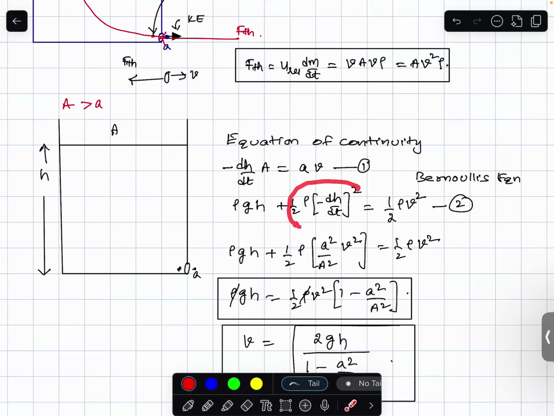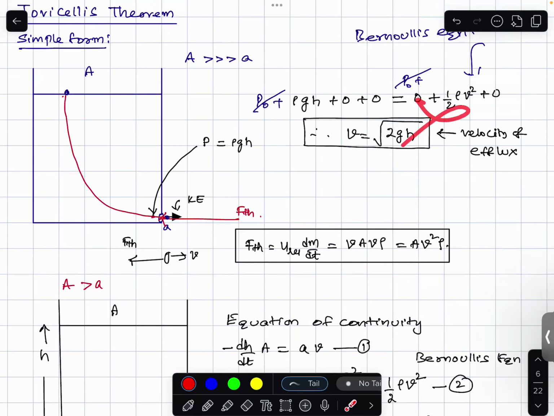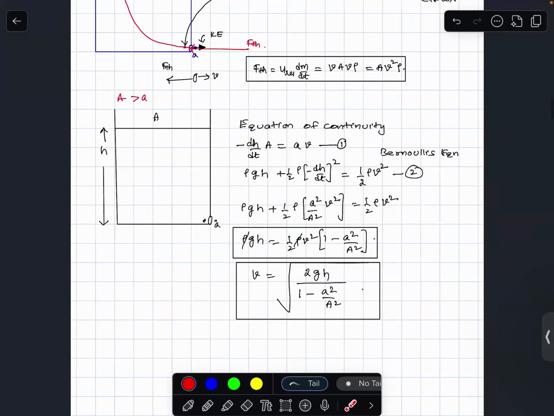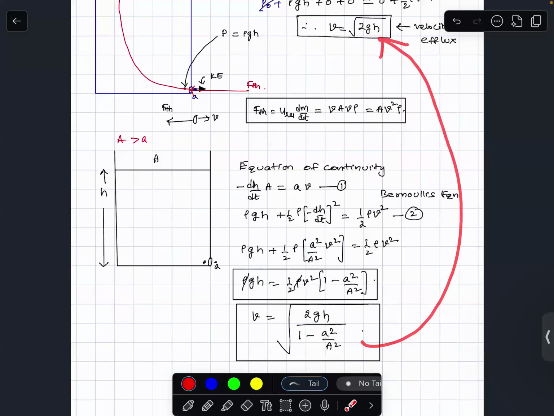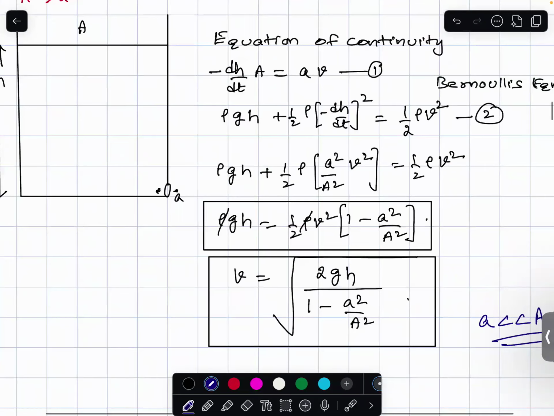Additionally, you have this term. So, rho gh plus half rho v square. Substitute this: half rho v square, this is rho gh, is equal to half rho V square times 1 minus a square by A square. This time the velocity of efflux cannot be written like this; actually it has to be written like this. When a is very, very small compared to A, 1 minus a square by A square becomes almost 1.